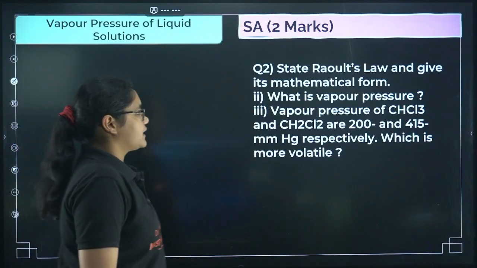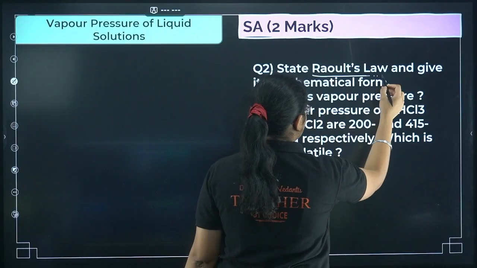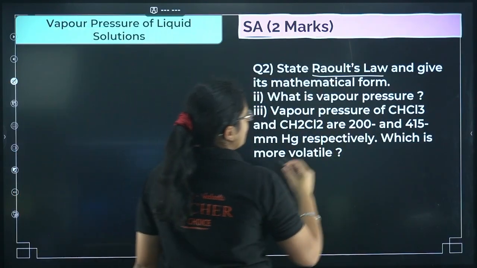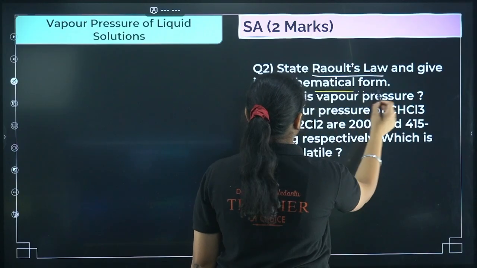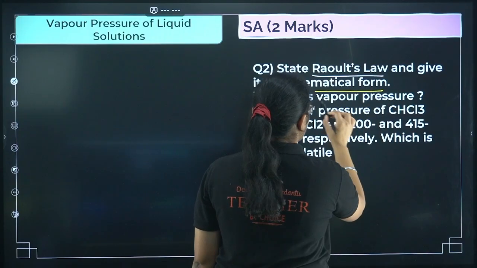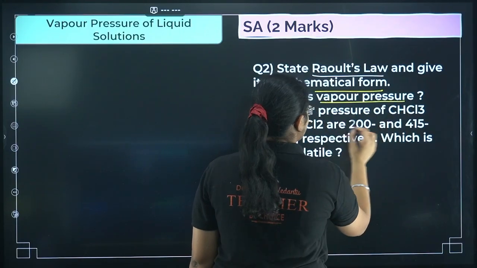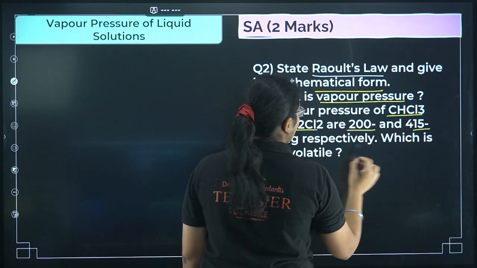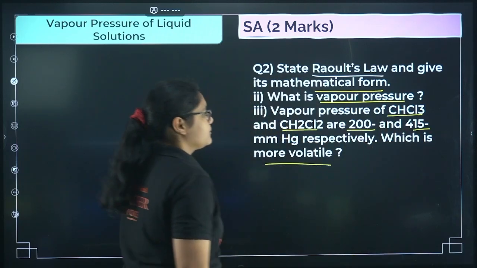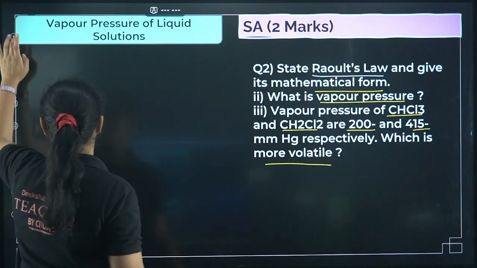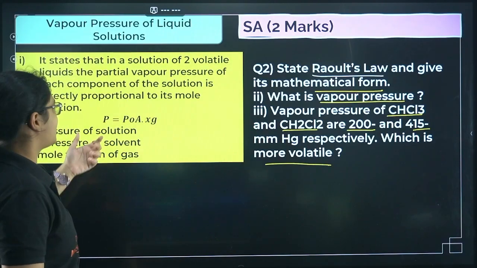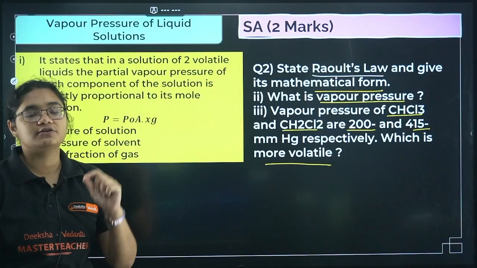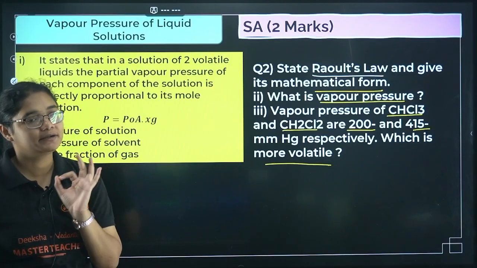Now let's move to the second question. We have Henry's law done, then we have Raoult's law. The same thing you have to do here: state Raoult's law and give its mathematical formula. What is vapor pressure? Then the vapor pressures of CHCl3 and CH2Cl2 are given here. Which is more volatile? First of all, let us see what Raoult's law is. Raoult's law says that in a solution having two volatile liquids, the partial pressure of each component is proportional to its mole fraction.